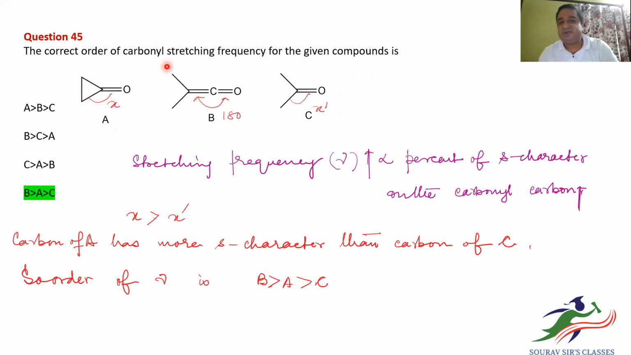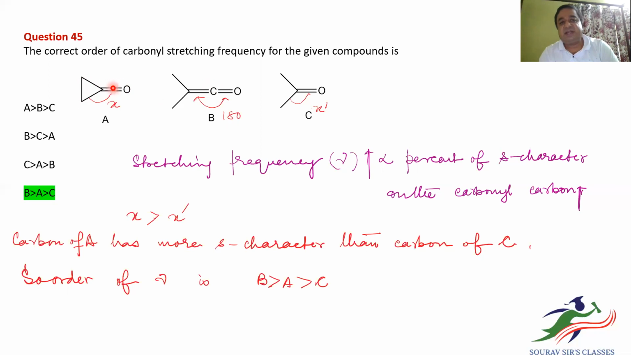Now this is the last question, I believe. Here in question number 45, an interesting question: the correct order of carbonyl stretching frequency for the following compounds. Now see here, this is a regular sp2. This carbon is sp, not sp2. This is sp2, but here the internal angle is around 60, which means these bonds have more p character. So if these have more p character, then this will have more s character.